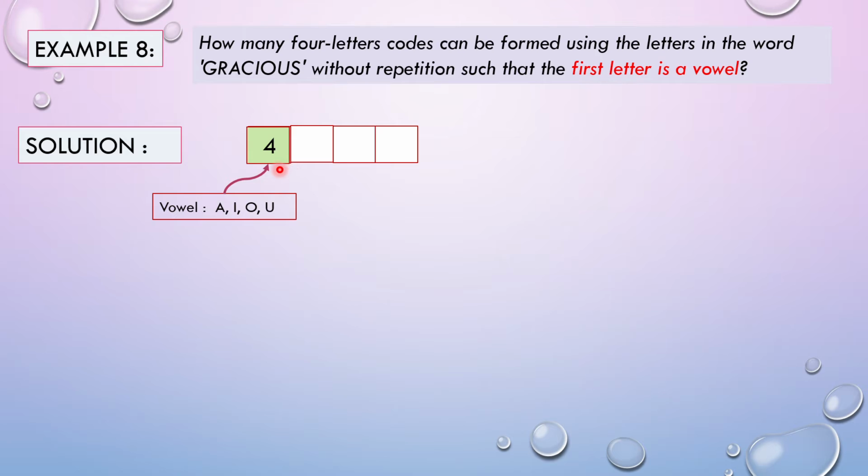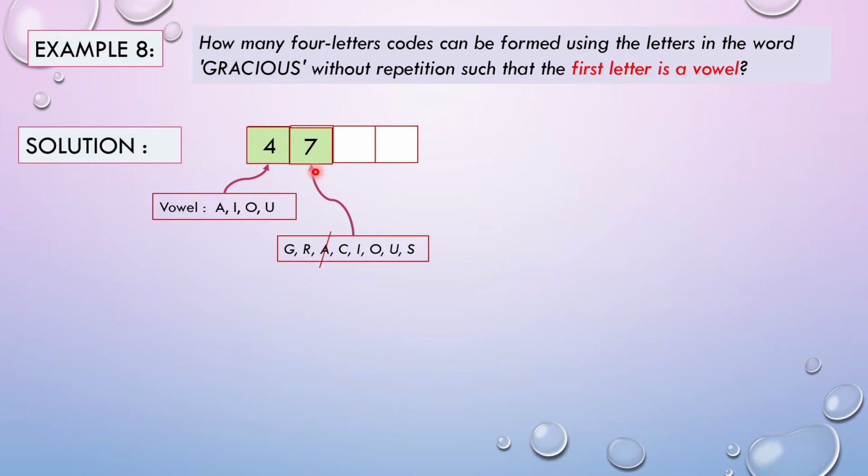Now for this case you have a condition to follow, so therefore we have only 4 options for the first box. You cannot put in the total number of letters in gracious. You have 8 letters, so you cannot put 8 as the digit in the first box. It is only 4 which fulfills the given condition. For the second box we don't have any condition to follow. So from the word gracious we have already taken out 1 vowel. That means remaining we have only 7 to put in the second box.